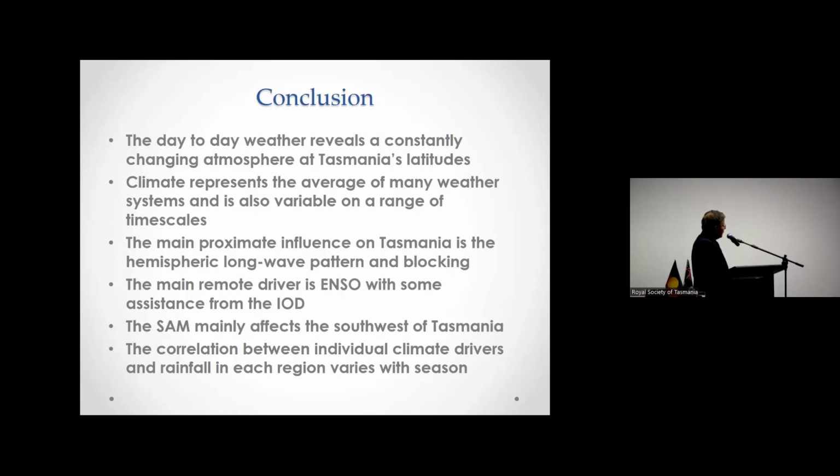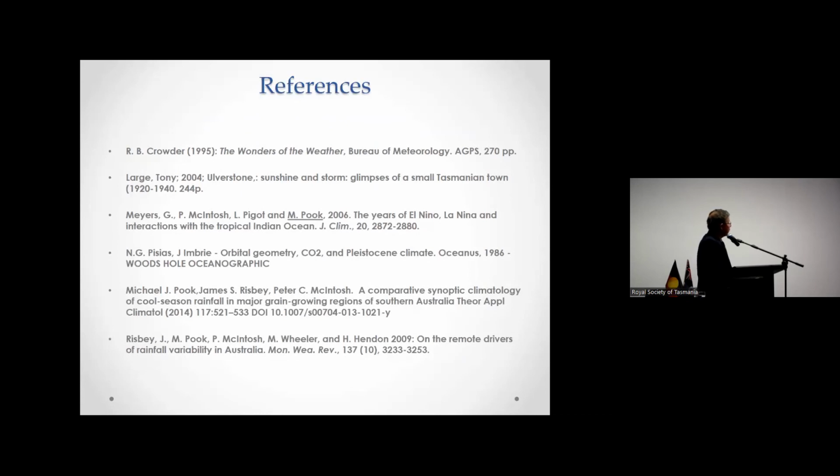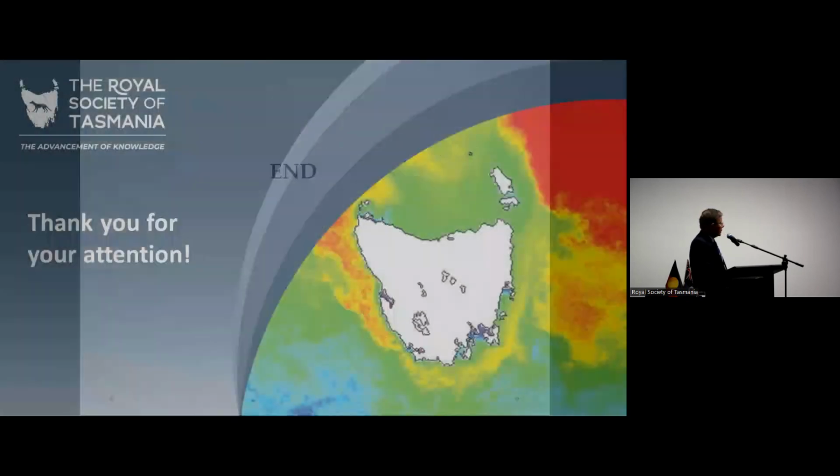The main influence on our weather is the hemispheric long wave pattern, bringing those troughs and ridges through, but blocking is an important part of that. And probably the main remote driver is ENSO, but when it is associated with IOD, it's more important. The southern annular mode is mainly directed at the southwest of Tasmania. And the correlation between individual climate drivers and rainfall in each region varies with the season. So I acknowledge, and I've put some references there to some of those diagrams that I've made. Thank you very much.